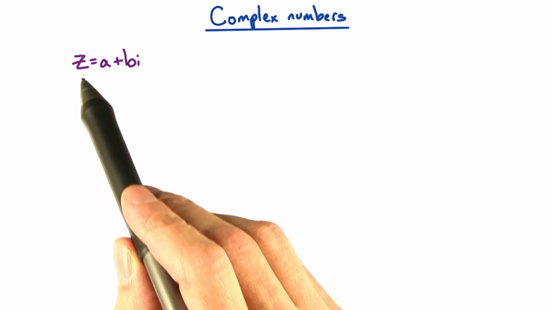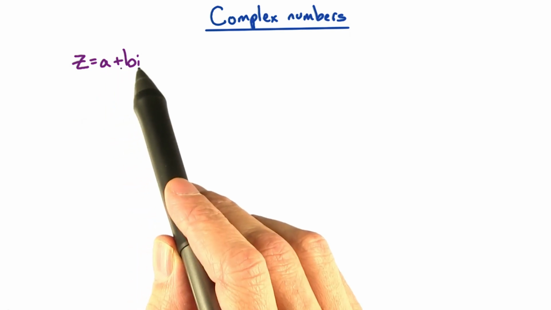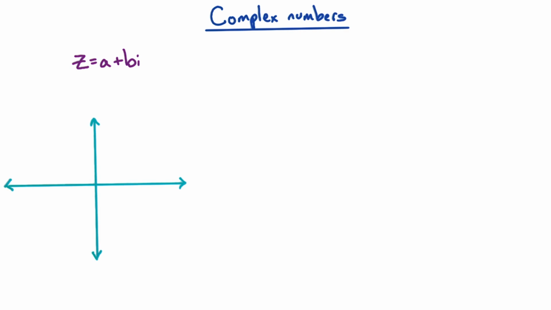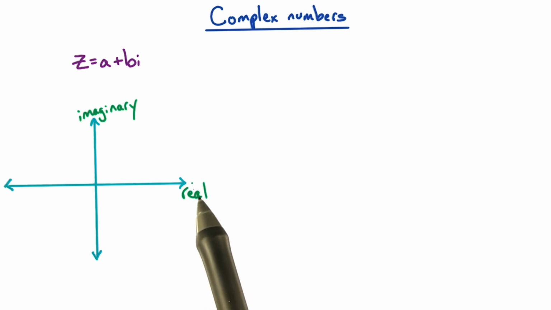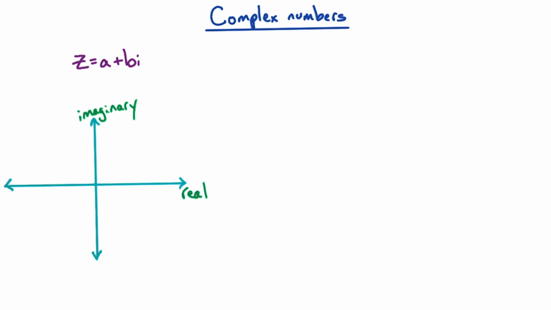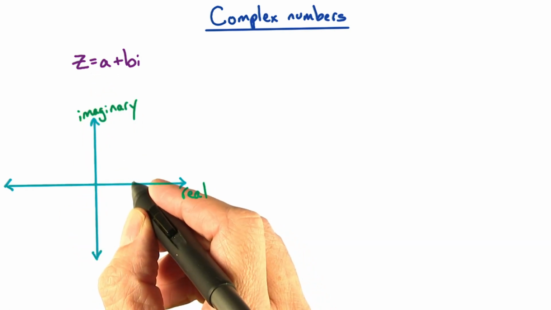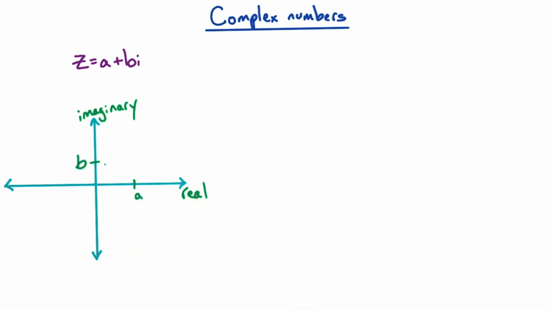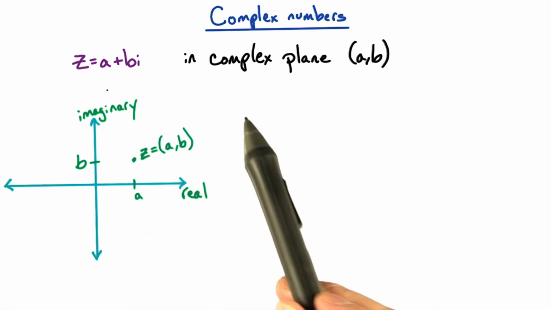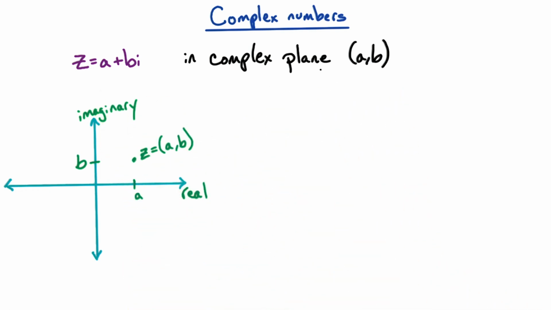We have a complex number z, which is a plus bi. a is the real part, and b is the imaginary part. It's often convenient to look at complex numbers in the complex plane. In the complex plane, one of the axes corresponds to the real component, and one of the axes corresponds to the imaginary component. So for this number a plus bi, we look at a in the real axis, b in the imaginary axis, and we look at this point (a, b). This number z corresponds to the point (a, b) in the complex plane.